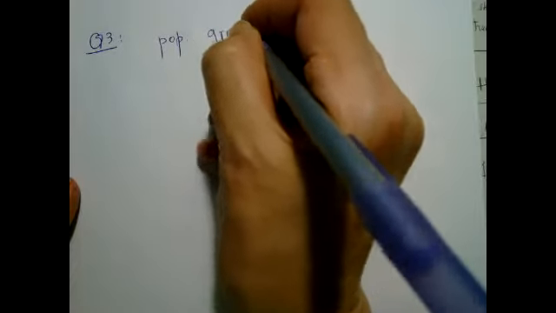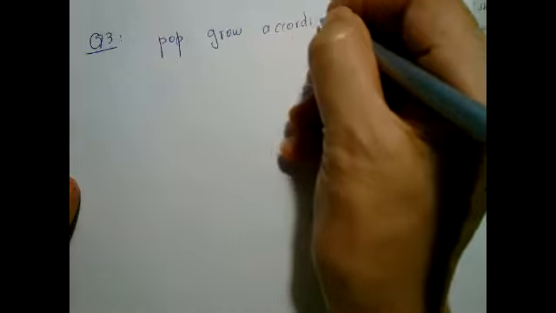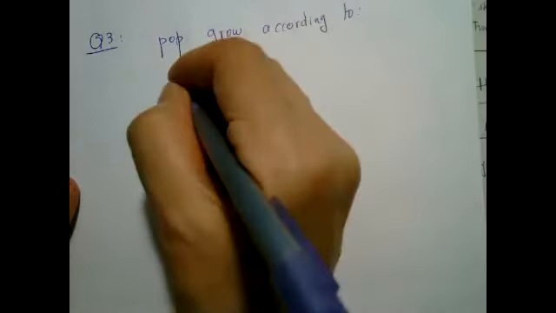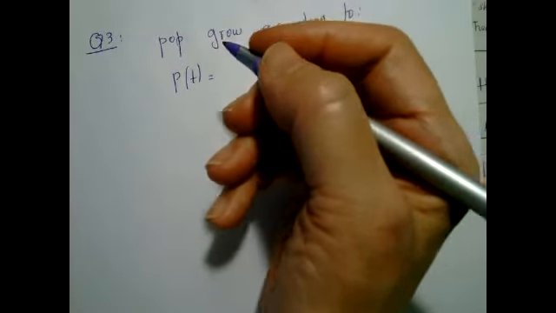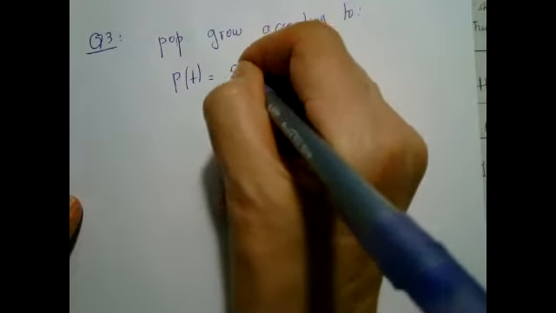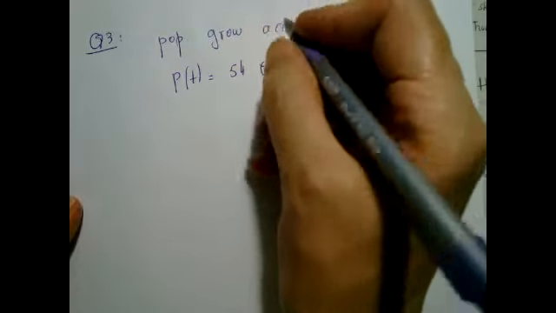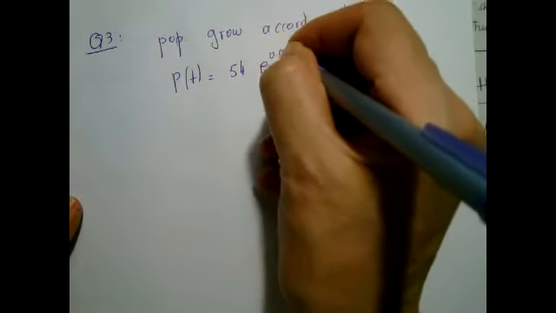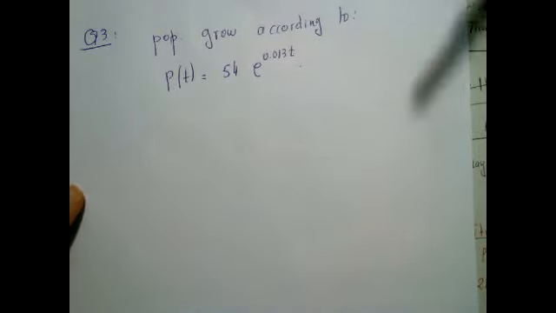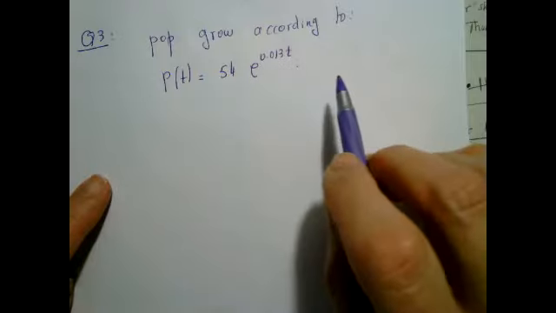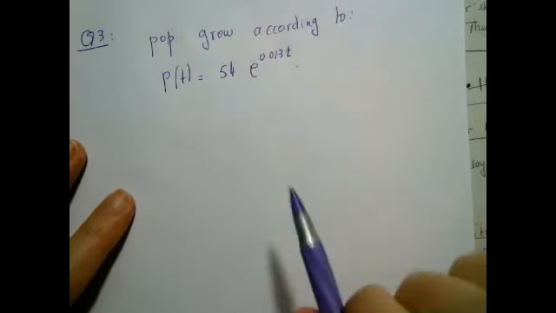Question number 3. I'm going to tell you the following. Suppose you have a population growing according to this following formula. P of t equal, let me give you something, 54 times e to the power 0.013t. So this time it is an exponential, and I gave you the formula, not the regular formula. I gave you using e to the kt.